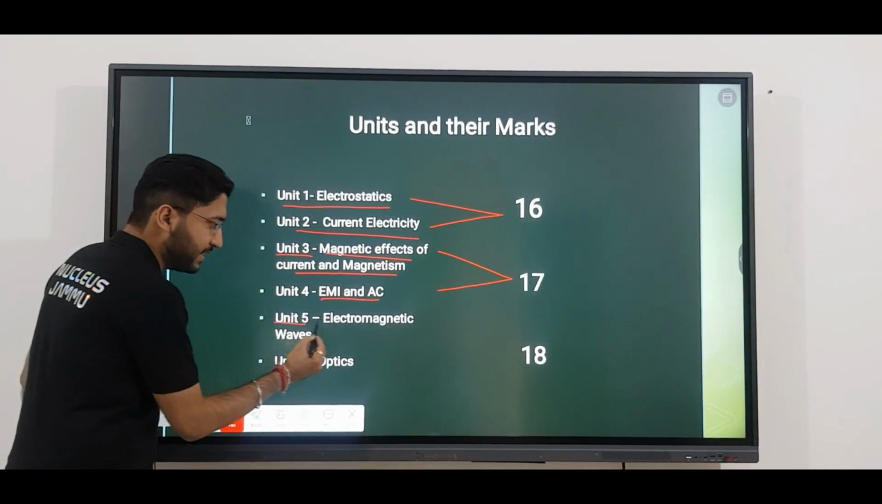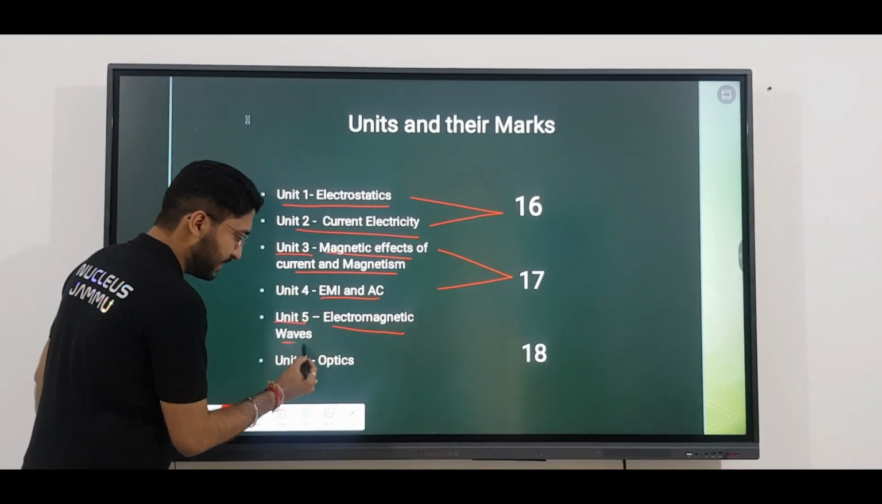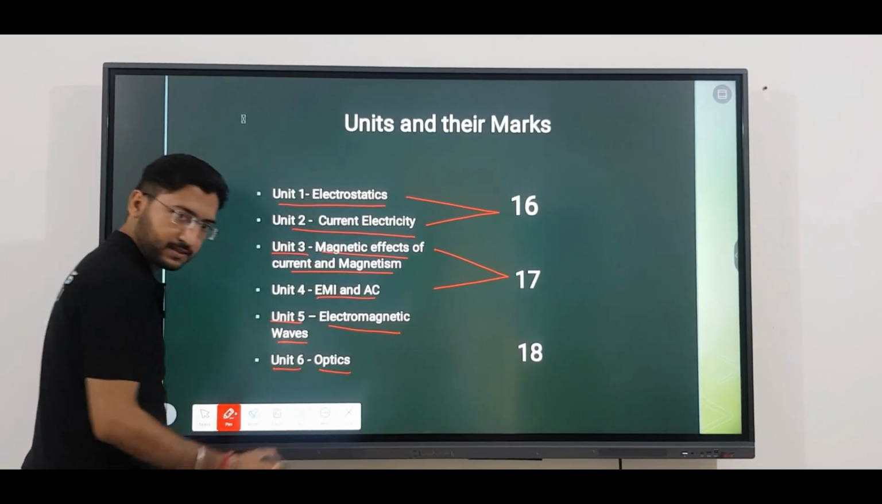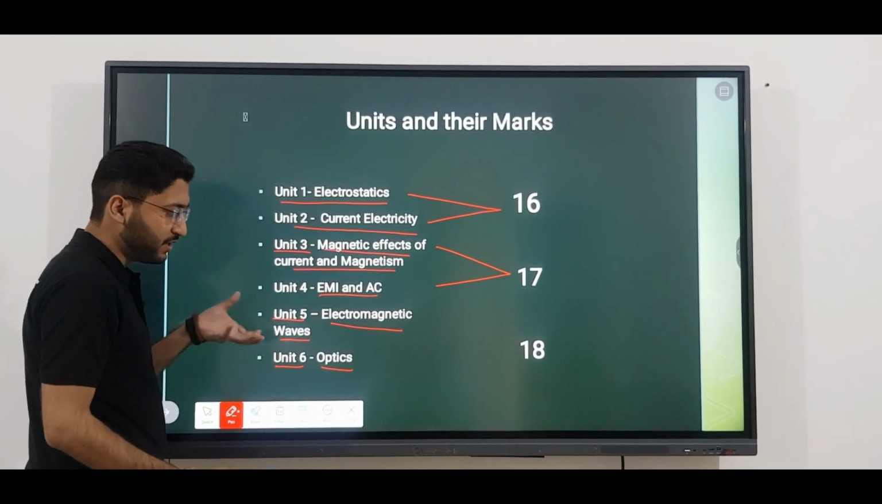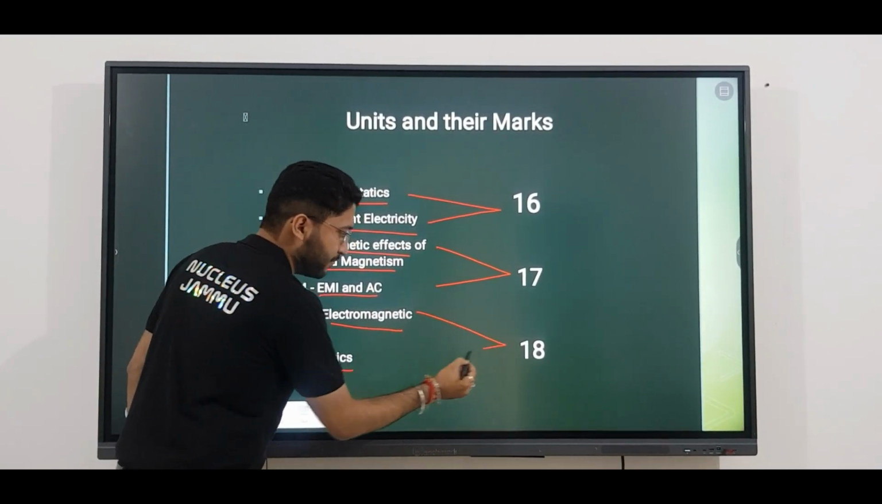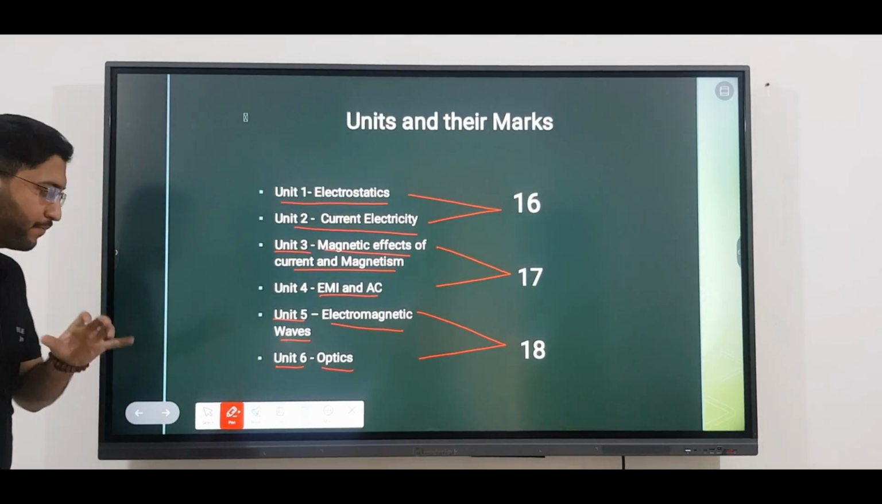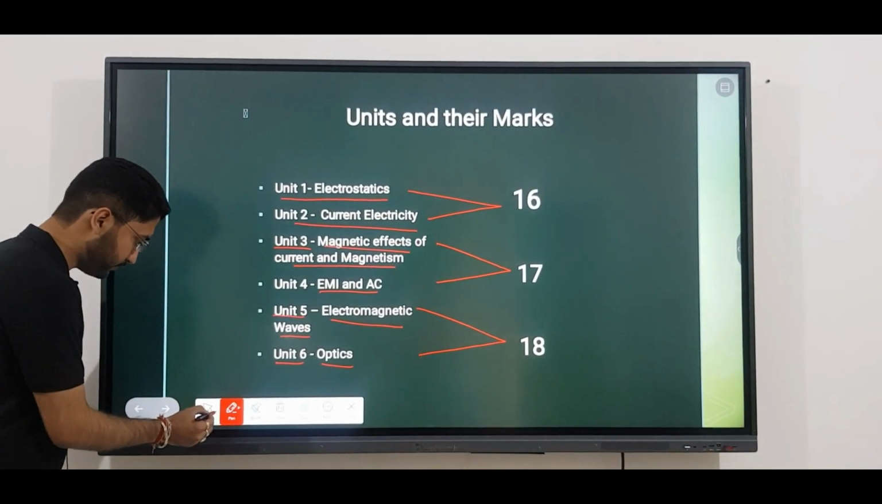Unit 5 is electromagnetic waves and unit 6 is optics. Both unit 5 and unit 6 contain 18 marks for your final paper of physics.